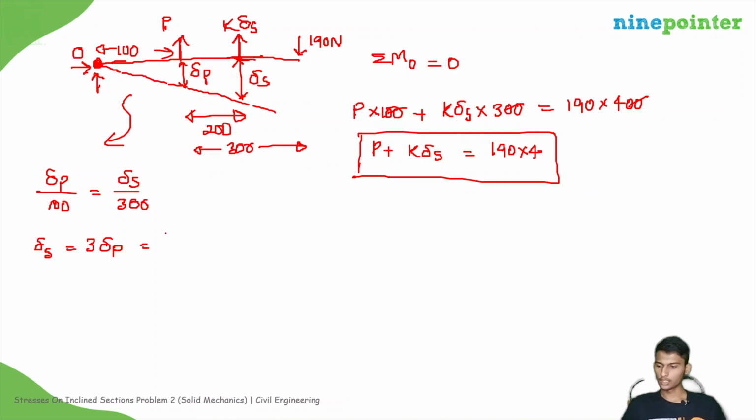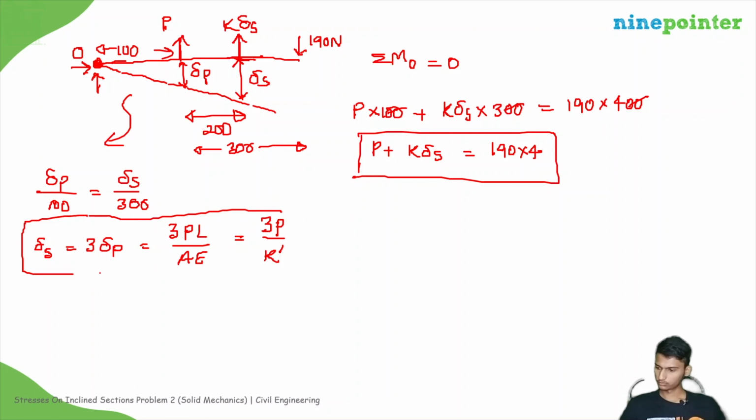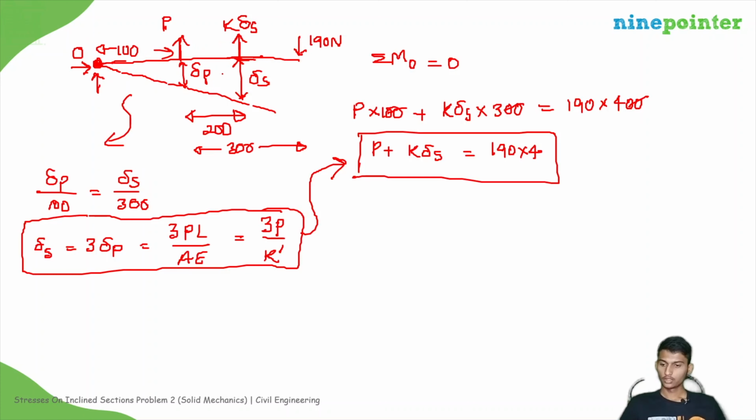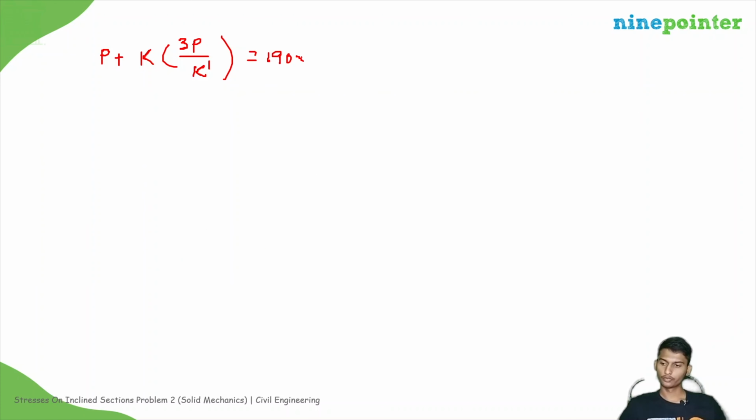So what is del P? Del P will be PL divided by AE, so this will be P by K dash, where K dash is the axial stiffness of the plastic bar. So this is one equation, and this is another equation. If you apply this equation in this, you will get P plus K into del S, that is 3P divided by K dash, equals 190 into 4.